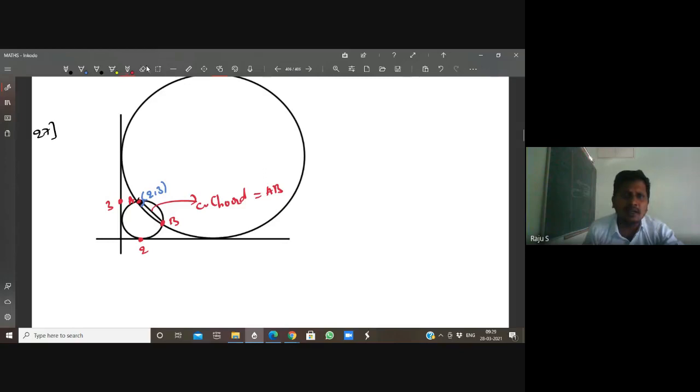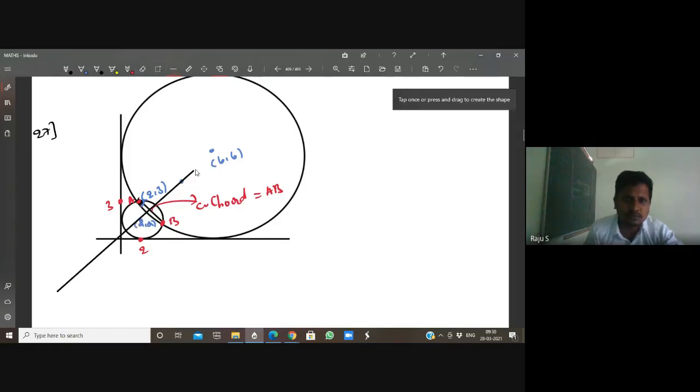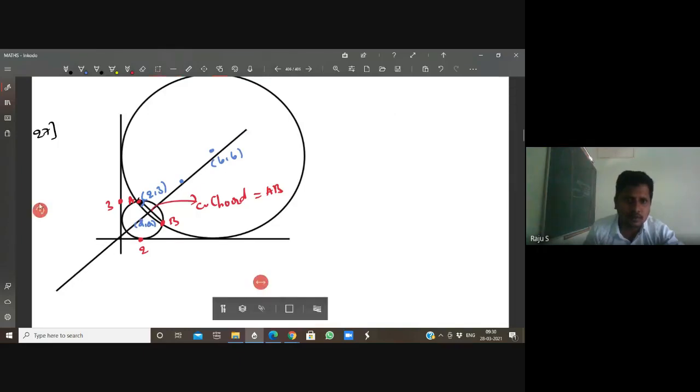So what about the centers? When you observe, the circles touch both the axes, so the center of each circle will always have the same x coordinate and y coordinate. For example, one center is (a, a) and the other center is (b, b). A comma A and B comma B, right? So the x value and y value are the same. When we join the two centers by a line, it is passing through the origin.